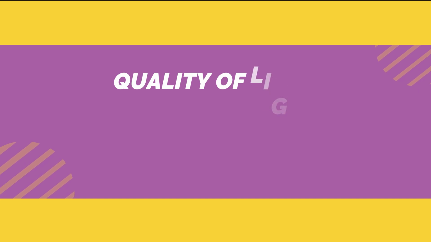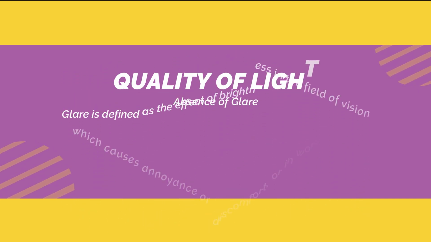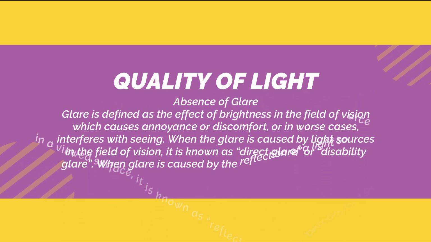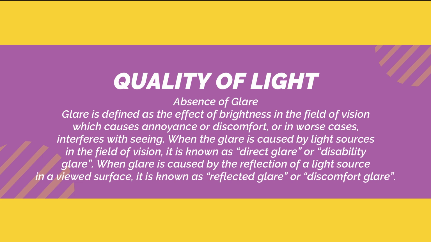The third factor, absence of glare. Glare is defined as the effect of brightness in the field of vision which causes annoyance or discomfort, or in worst cases, interferes with the seeing. When the glare is caused by light sources in the field of vision, it is known as direct glare or disability glare. When glare is caused by the reflection of a light source in a viewed surface, it is known as reflected glare or discomfort glare.